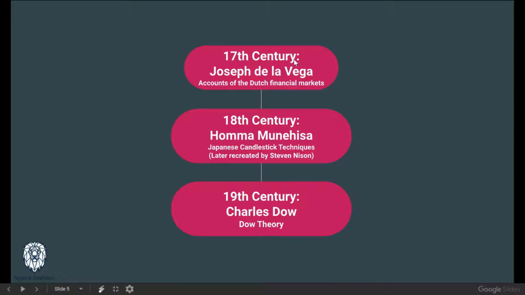So as you can see, we go from Joseph de la Vega in the 17th century, we move into Homer Munehisa in the 18th century, and in the 19th century, it really starts to gain traction in earnest through Charles Dow and the Dow Theory.